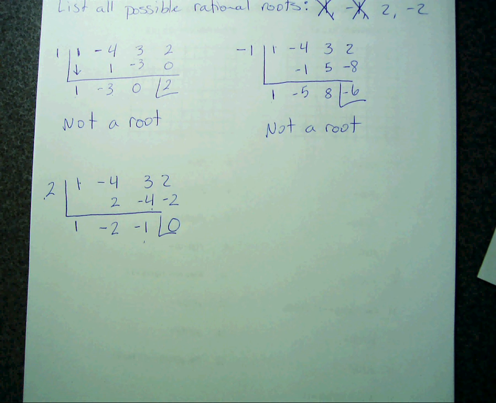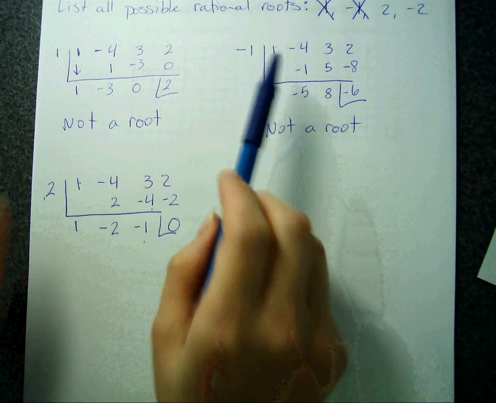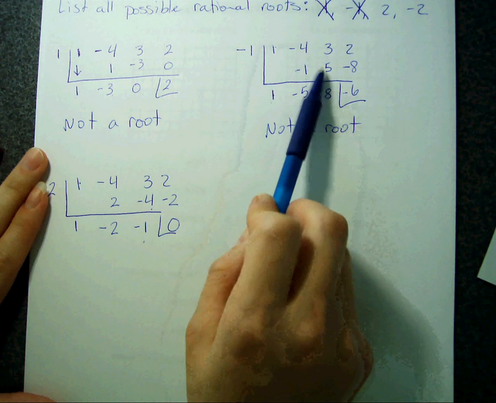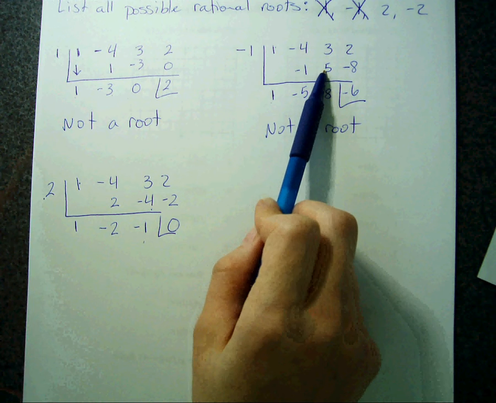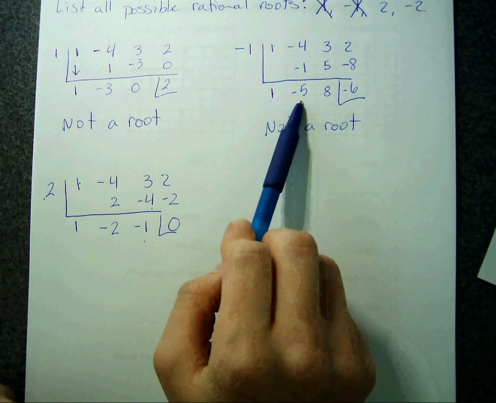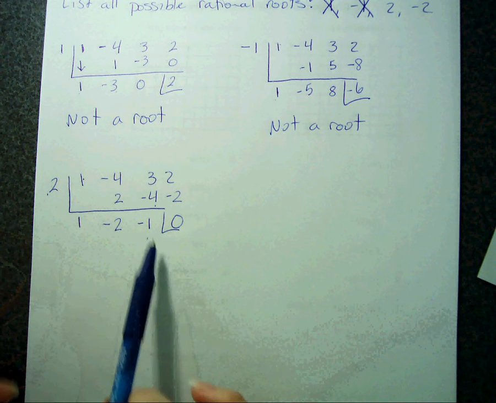Yes, ma'am. Because negative 1 times negative 5 is positive 5. You good? Yeah. You've got to multiply the thing on the outside times the thing you get at the bottom. Okay? You're very welcome.